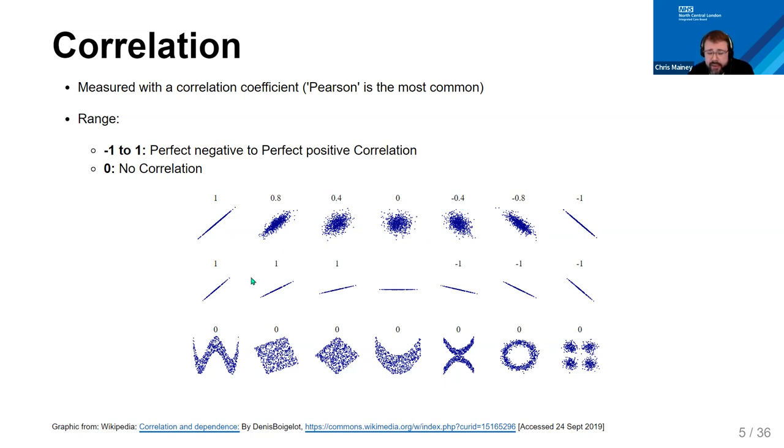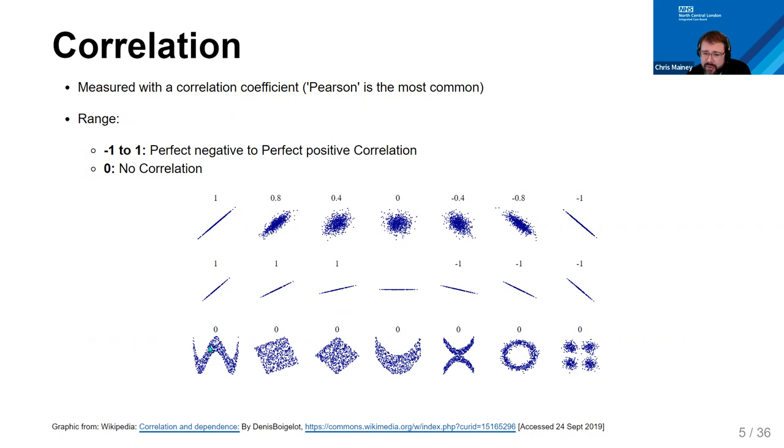It's important to note as well that it doesn't actually have to go at 45 degrees. They can be perfectly positively correlated, yet depending on the scales and the direction, it will look like a straight line rather than a straight line at 45 degrees, if that makes sense.